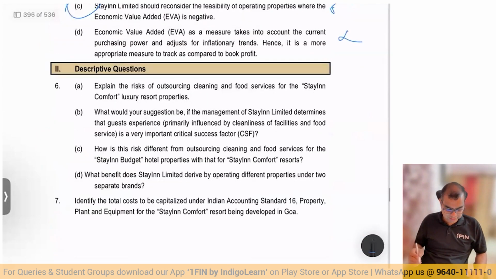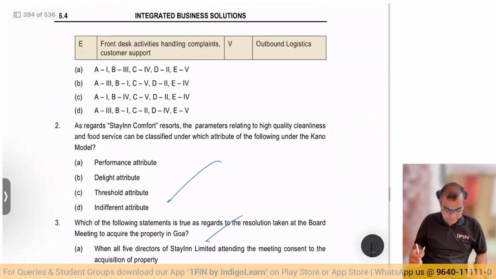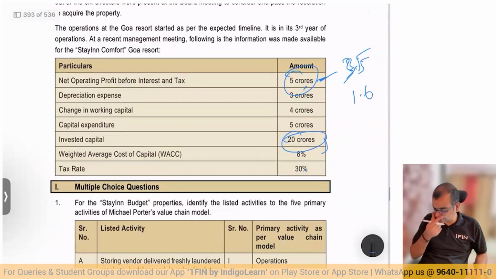Then what next? That's all. Completed everything. This is like super simple. There is nothing in this.